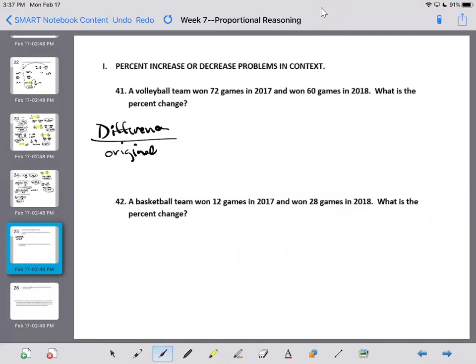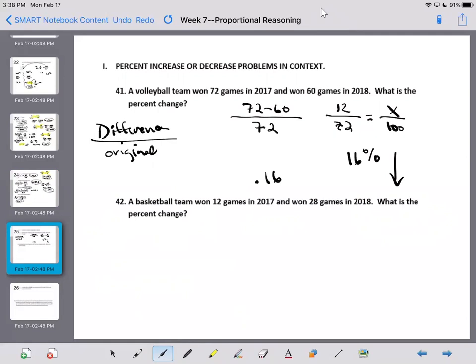So the difference from 72 games in 2017 to 60 games, well, that's actually a decrease from where they started. Okay, so you would take 72 minus 60, you would have 12 divided by 72. Now you're just trying to figure out what percentage is that? Well, it's about a 16% decrease in wins. So when you take that 12 divided by 72, you're going to get 16 hundredths approximately, which would be equivalent to about a 16% decrease.